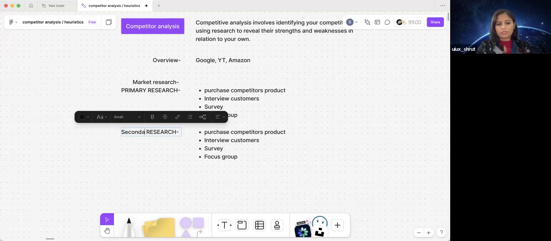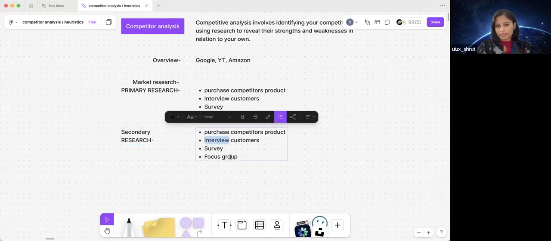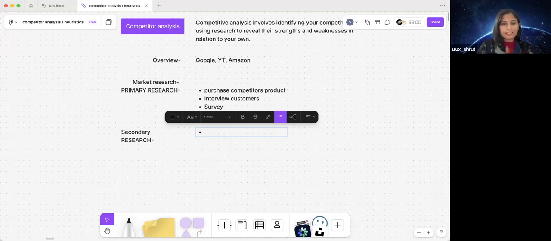Let's now focus on the secondary way of doing market research. So now these things are going to be new for you. The first thing in the secondary way of doing market research is understanding their websites, like checking out the websites of your competition. Again, you can go on Google, obviously, and check out their website.